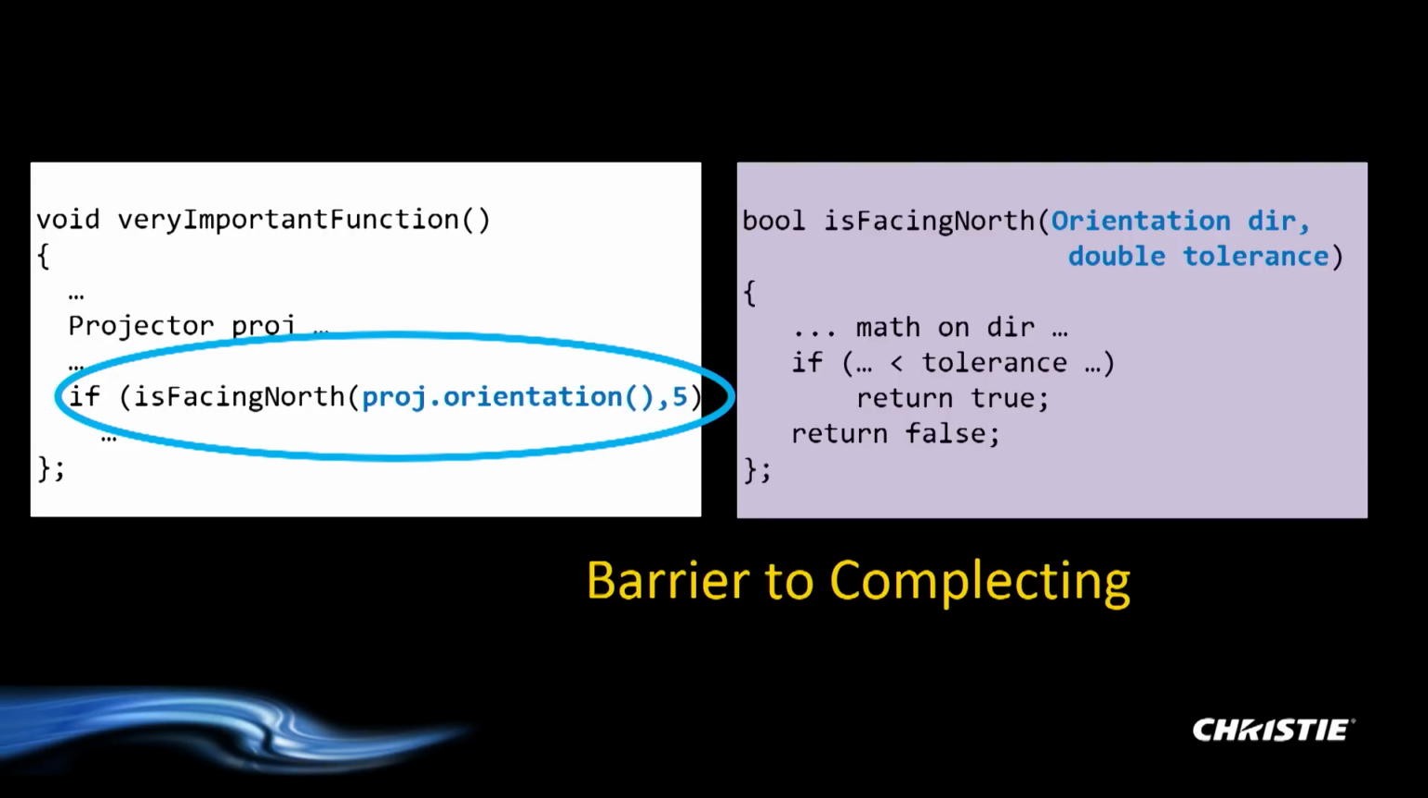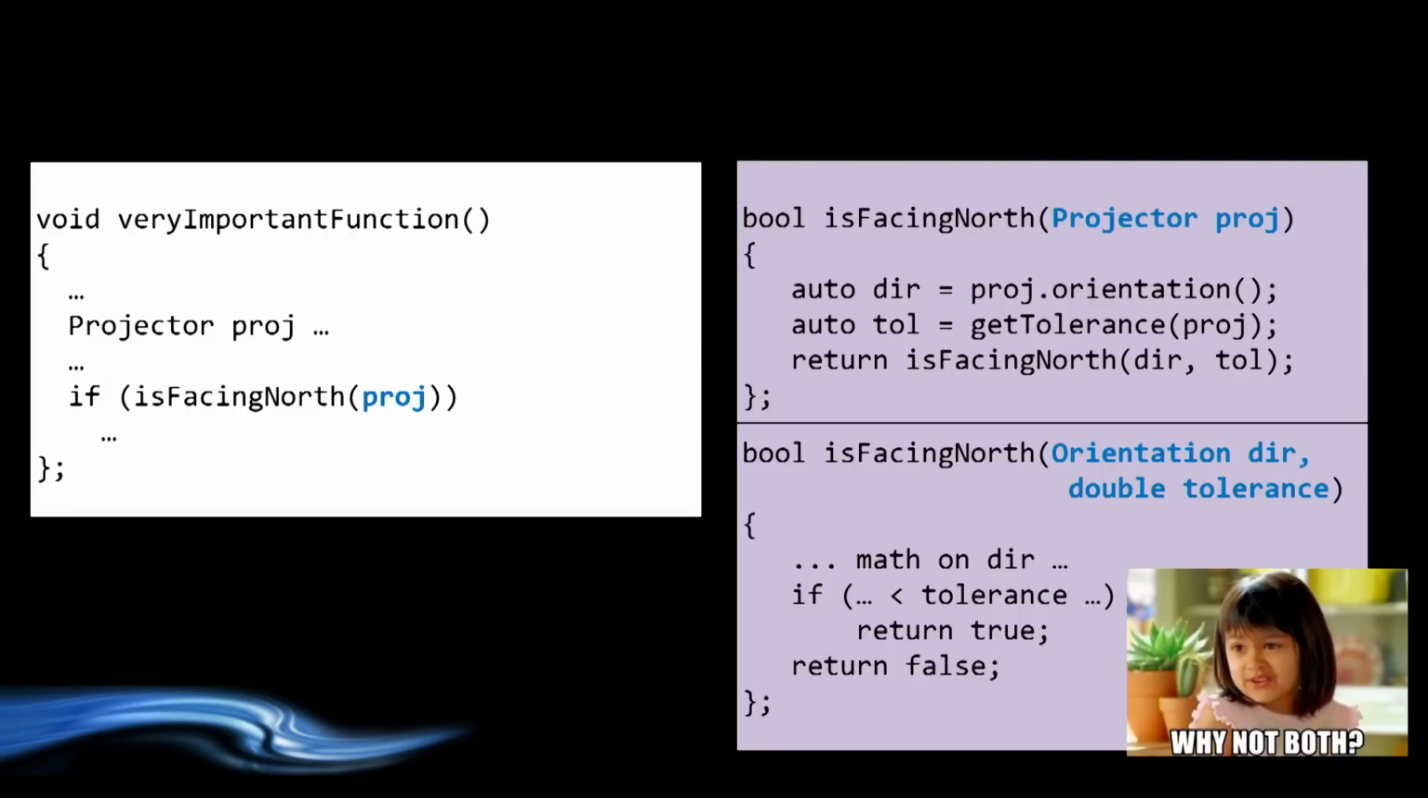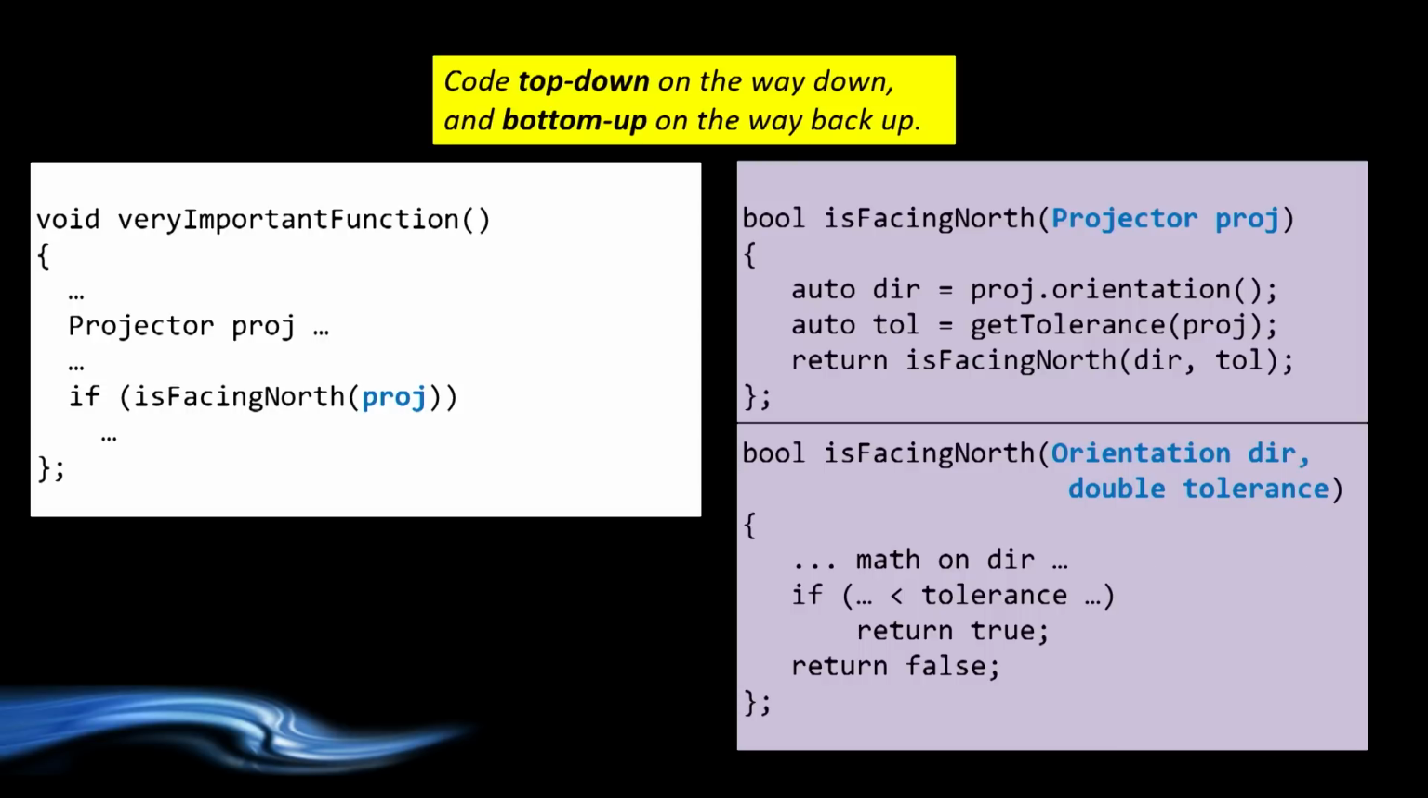Although this side is not quite as clean as it was. It used to just take a projector, because we're basically not quite doing top-down programming anymore. At the beginning, I was like, I need to know if this projector's facing north, so I call a function, hey, is the projector facing north? But now the function's like, I don't deal with projectors. I deal with orientations and tolerances and stuff. So it's a compromise, that's okay. Or, why not both? You can have that is-facing-north projector function, but the real function that does the real work is the minimal function. I like to call this code top down on the way down and bottom up on the way back up.